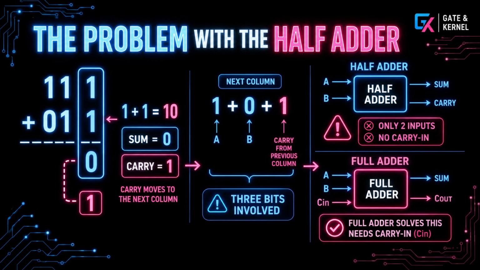Now the next calculation is not simply 1 plus 0. It is 1 plus 0 plus 1. That third bit is the carry from the previous column. But a half adder has only 2 inputs, A and B. It has no place for that incoming carry. This is exactly the problem the full adder solves.